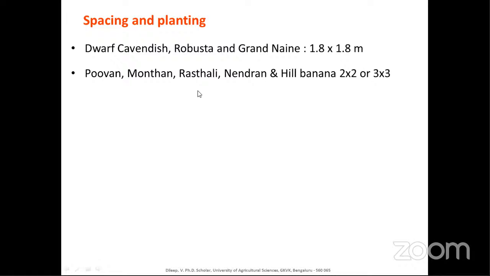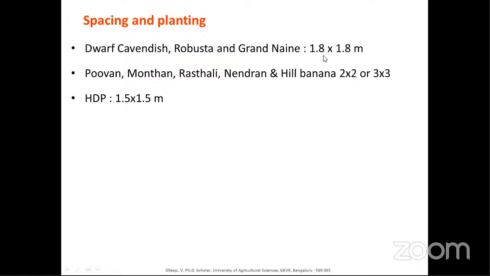Okay, so these are grown at a spacing of 2.2 into 3.3 meters. Just remember this. And what is the plant population in the mango class? I have clearly told you to remember at least a few crops, the important ones, that is the spacing and also the plant population of those crops.